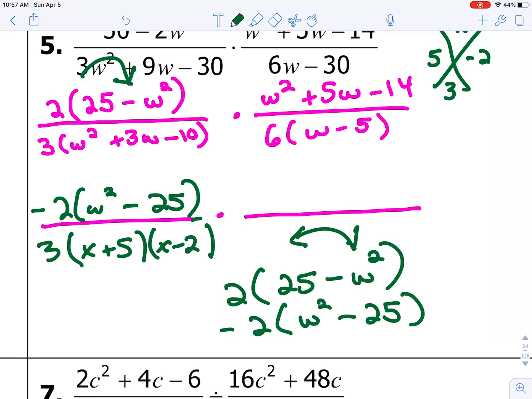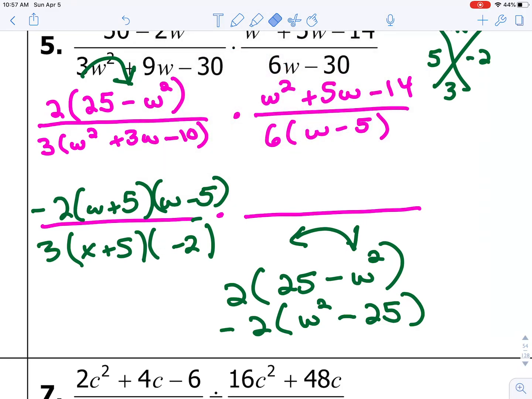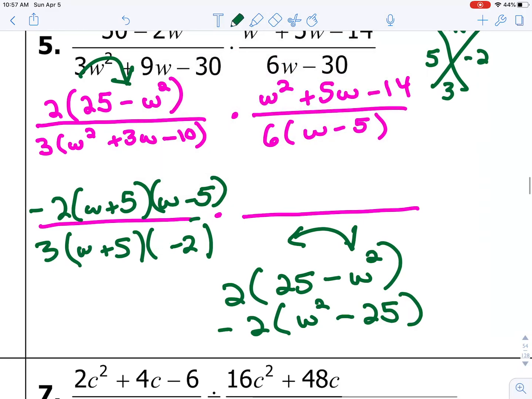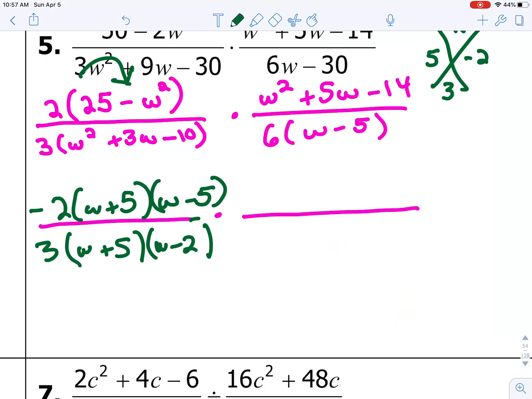Okay, and I know that w squared minus 25 turns into w plus 5, w minus 5, and I'm sure you already noticed that I wrote x out of habit. So the variable here is w, but if you wanted to make them all x, you could still get it correct. Okay, let's go for the other side now.